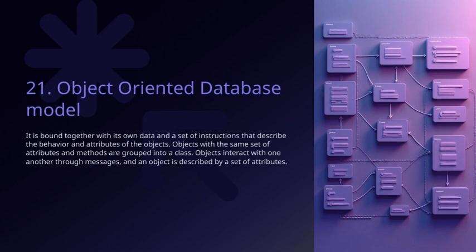Now, these objects don't just exist in isolation. They interact with each other through messages. This messaging system allows objects to communicate and work together seamlessly, which is a key aspect of the object-oriented approach. Finally, each object is described by a set of attributes, properties that define its state and characteristics. All these points tie into the overall theme of how object-oriented databases mirror real-world entities and their interactions, making data modeling more intuitive and aligned with how we perceive the world around us.